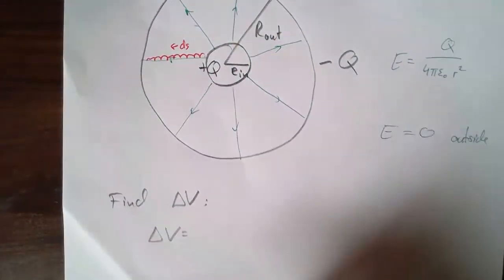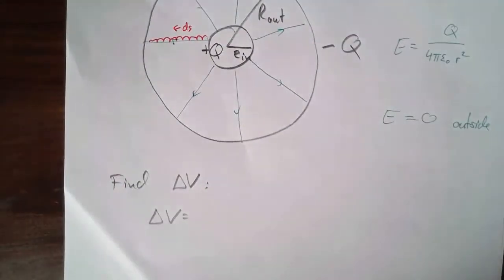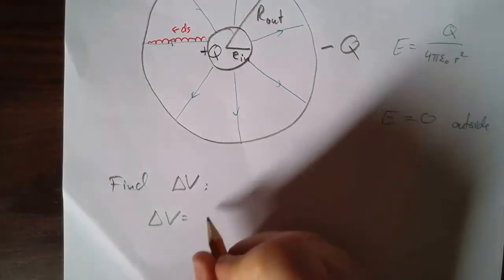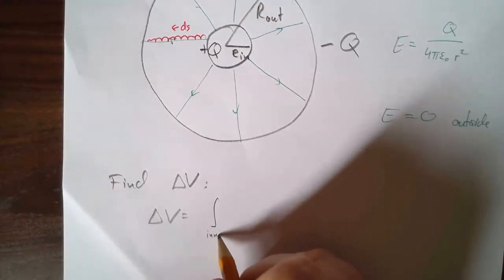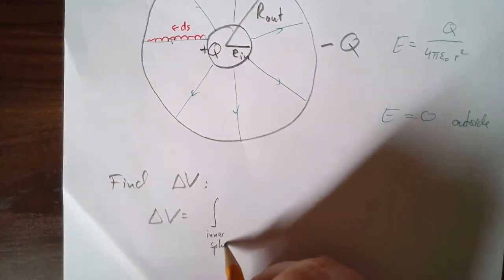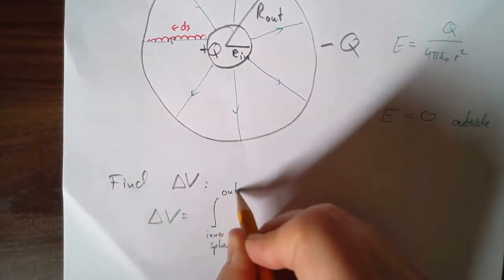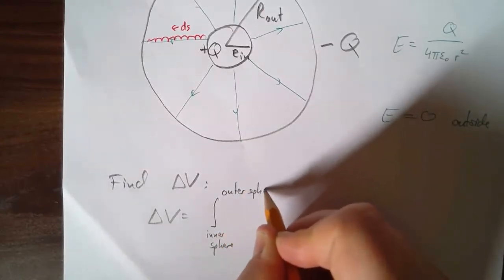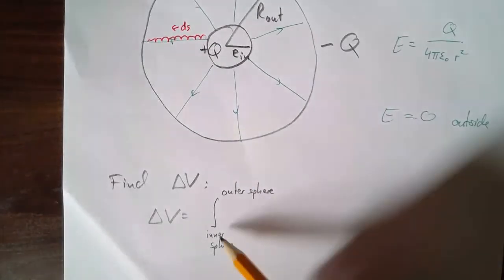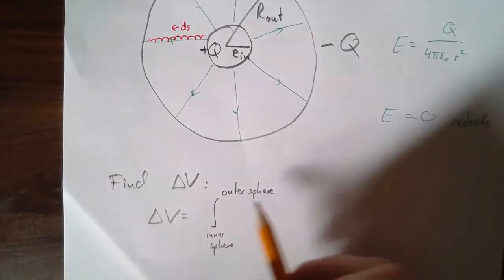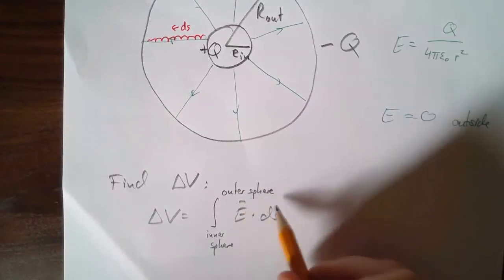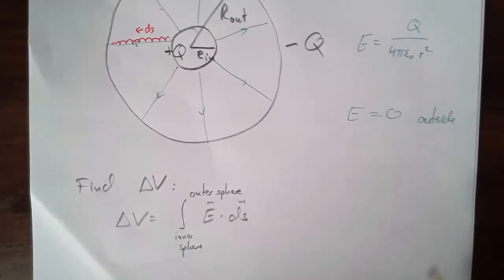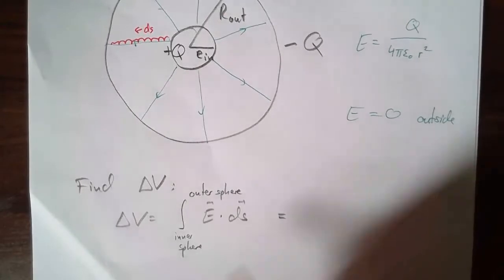But we'll make our life easy by marching along in our tiny little ds steps, right? We'll march along from the inside to the outside. So let's set up the integral. We're going to go from the inner sphere to the outer sphere. Those are the limits of our integration, the ends of our path, our starting point, our end point. We're going to get E dot ds.